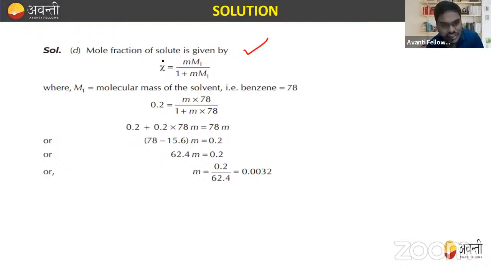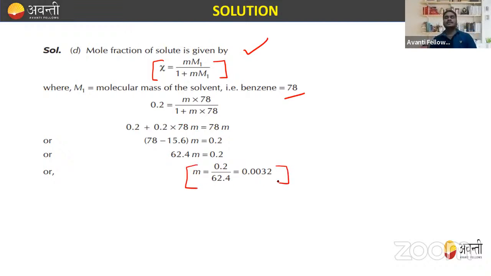We know that the relationship between mole fraction and molality is given. That is, mole fraction is nothing but m into M1 upon 1 plus m into M1, where M1 is the molar mass of the solvent. That is already given. This is benzene now, so it comes out to be 78. So we just put the value of mole fraction of solute, which is equal to 0.2, and this is small m, multiplied by 78, upon 1 plus m into 78. So just by solving this, we calculate m.